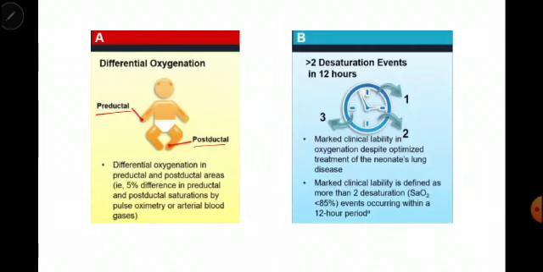The second point is to have more than 2 desaturation events in 12 hours. And the definition of desaturation is saturation below 85% for more than 1 minute. Not a transient desaturation, but a desaturation for more than 1 minute, and we need 3 events in 12 hours. So clinically, differential oxygenation or more than 2 desaturation events, these 2 clinical findings will lead us to do further evaluation to rule out pulmonary hypertension. So this is the first step, by clinical suspicion.